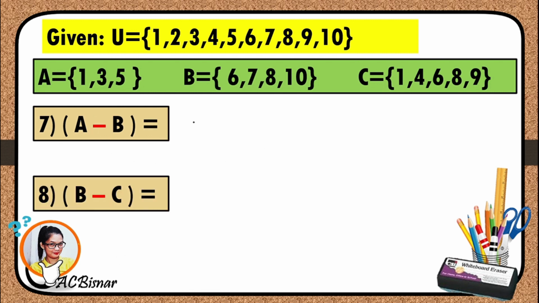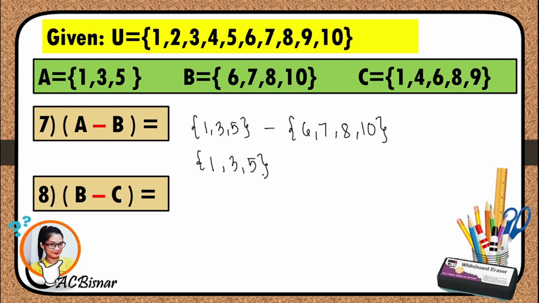Next. To find the difference, let us list the elements in A. We have 1, 3, 5. Minus the elements in B, 6, 7, 8, and 10. To find the difference, you need to subtract the elements in B which are also in A. But as you observe, there are no elements in B that are also in A. And therefore, we cannot subtract anything from A because they don't have the same elements, and therefore our answer will be 1, 3, and 5.